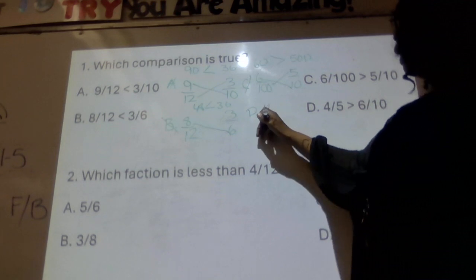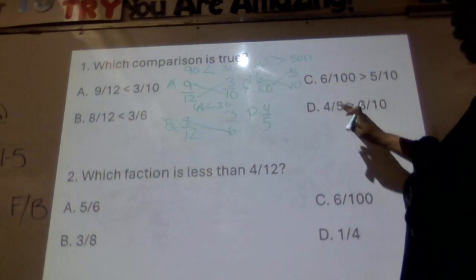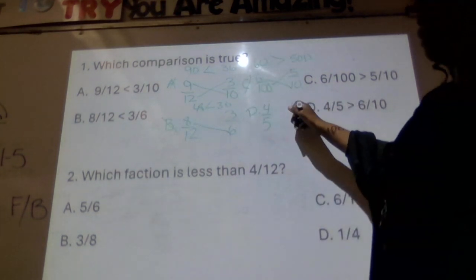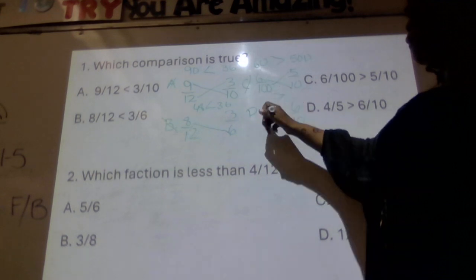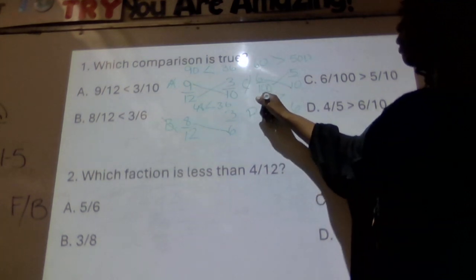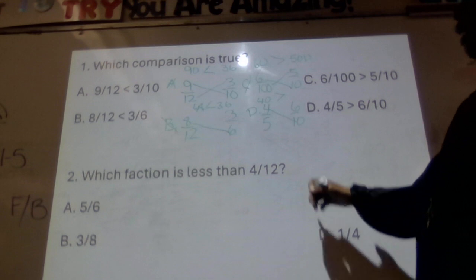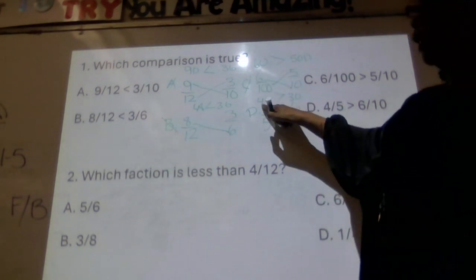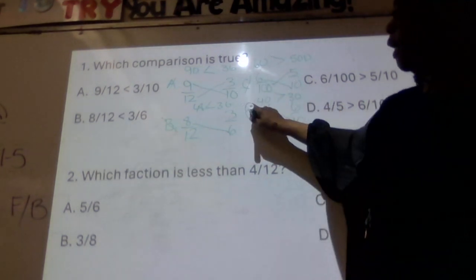And their paper should have all of these worked out because it's not working evidently until we get to the last one. 4 times 10 is 40. 6 times 5 is 30. 40 is bigger than 30, so D is our answer.